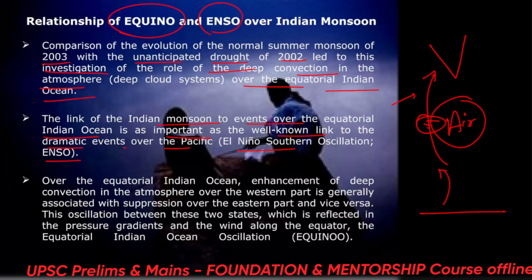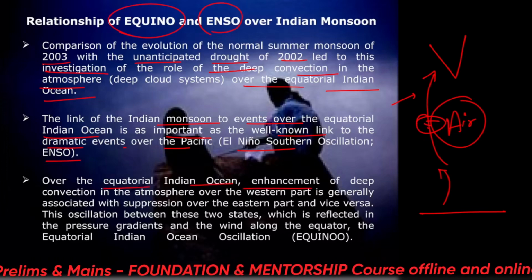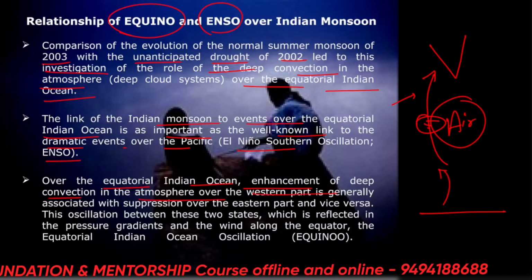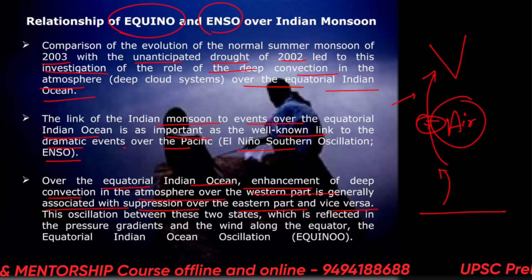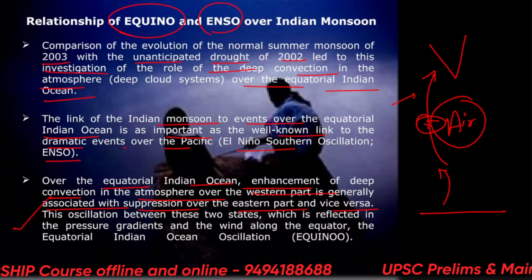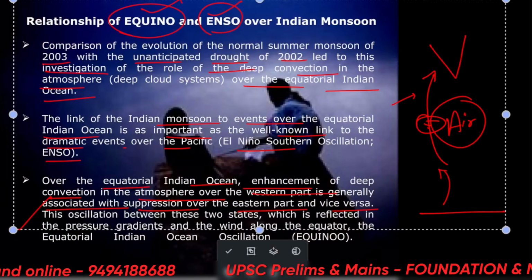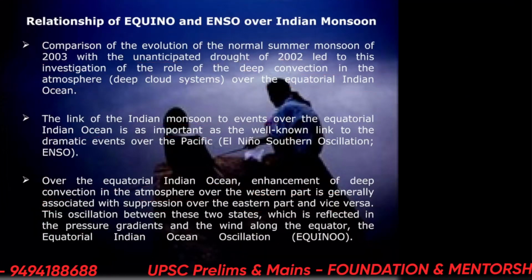Alright. So over the equatorial Indian Ocean, enhancement of deep convection in the atmosphere over a western part is generally associated with suppression over the eastern part and vice versa. So you can read about both these things, Equinoo and ENSO. We may not have time to completely explain these things, but just note down in your mind map.